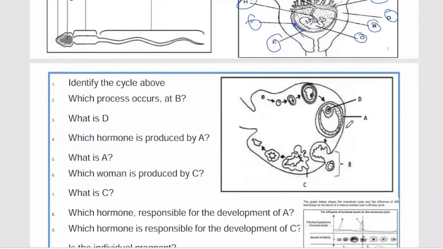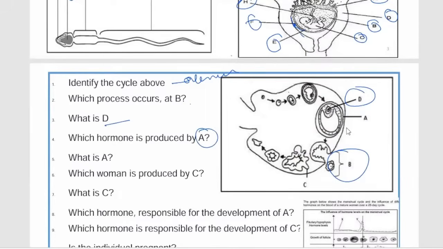Then when we come to this, we see that identify the cycle above. This is the ovarian cycle. Remember, we said that there are two. You have the ovarian cycle and the uterine cycle. Which process occurs at B? We see that this is ovulation. And then what is structure D? We say the structure D is immature ovum.